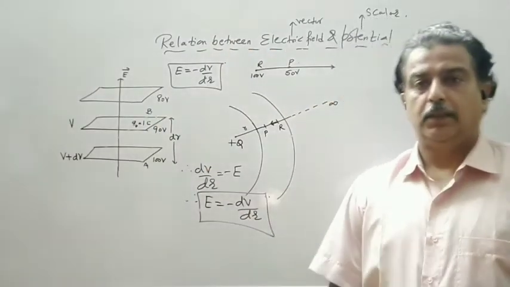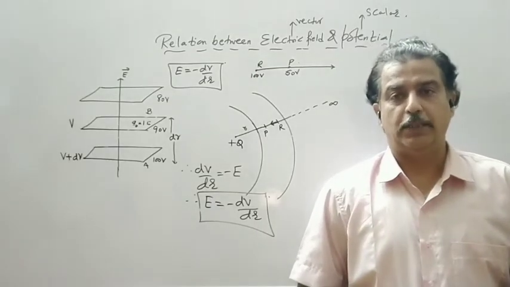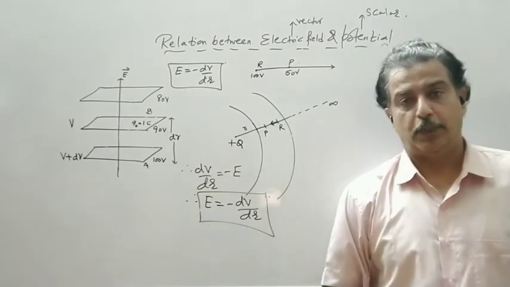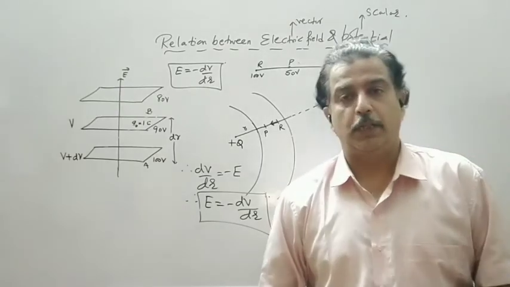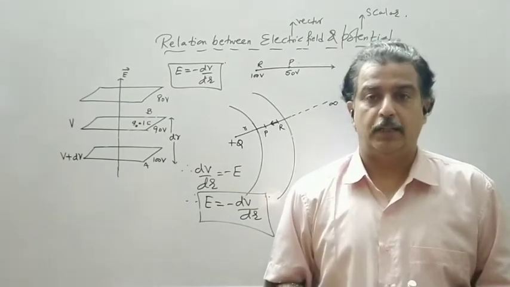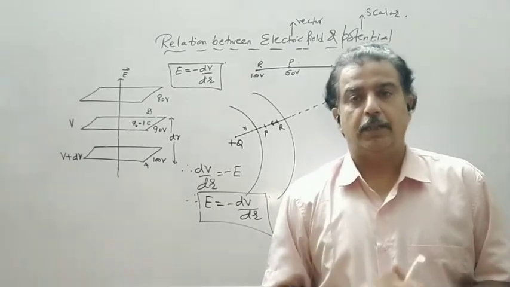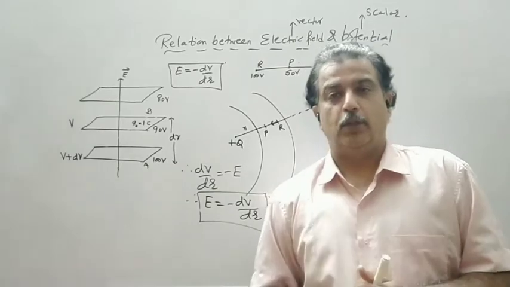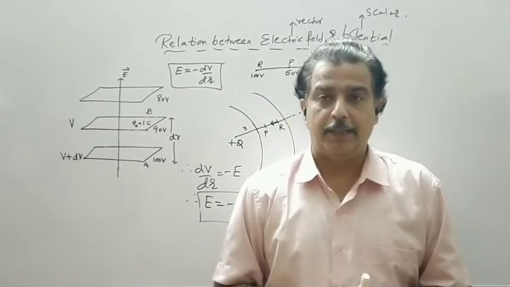Hello students. In the last lecture, we did two topics. One was equipotential surface and the other was the relation between electric field and potential. In equipotential surface, we have seen that the equipotential surface for a point charge was spherical, and for a uniform electric field, the equipotential surface was planar. That is, when the field was along the x-axis, the equipotential surface was in the YZ plane.